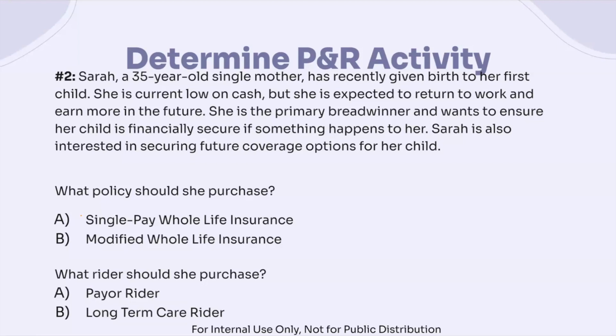Okay, so for this one here, the most appropriate policy is the modified whole life insurance. We've seen that with the modified whole life, the premiums are usually lower in the beginning, then there's that one-time change to increase the premiums. And we can see that Sarah is currently low on cash, but is expected to earn more. Now, for the rider, we see that her primary interest is to secure coverage for a child, so that would be a payer rider. Remember, payer riders are usually attached to these juvenile policies. Okay.